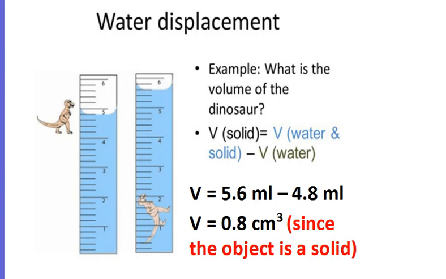Another example, like if you have this little plastic toy dinosaur, the volume of the solid is equal to the volume of the water plus the solid, which is over here, which is 5.6 milliliters, minus the volume of the water by itself, which is 4.8. So 5.6 minus 4.8 is 0.8 milliliters, or since it's a solid, we would report it as 0.8 centimeters cubed.